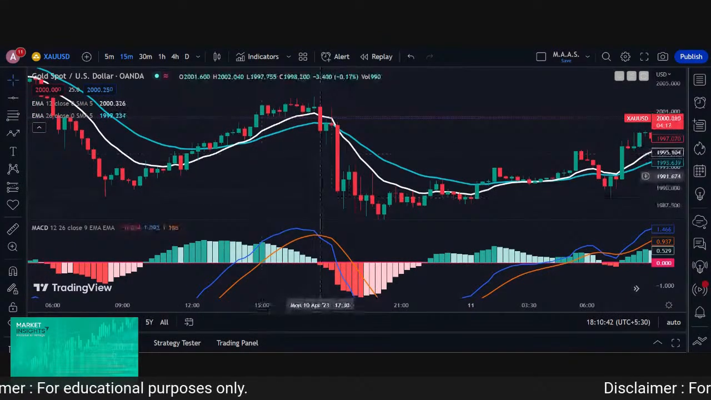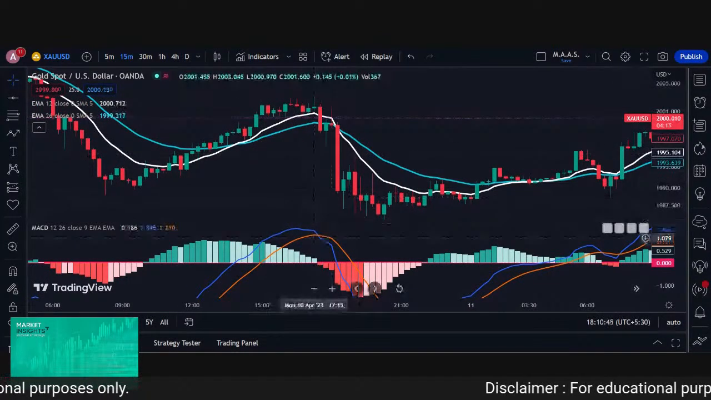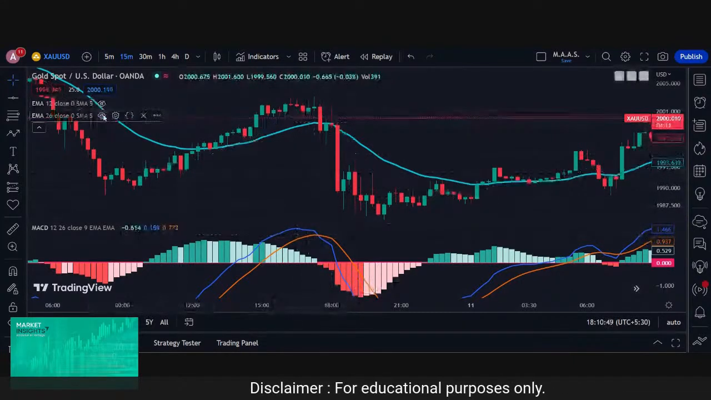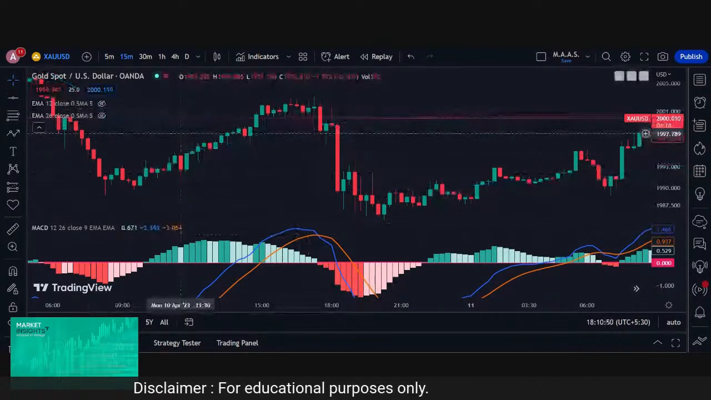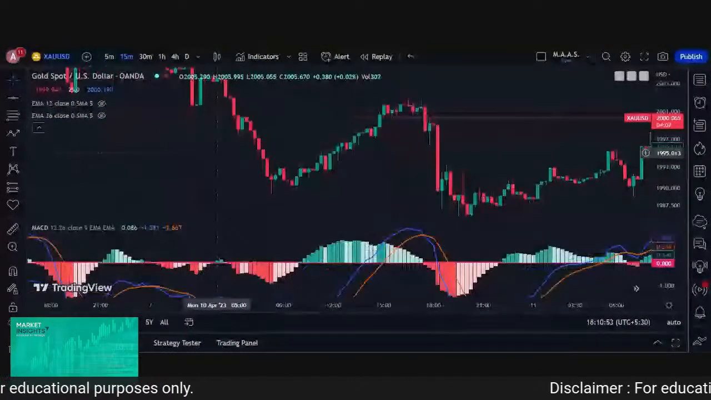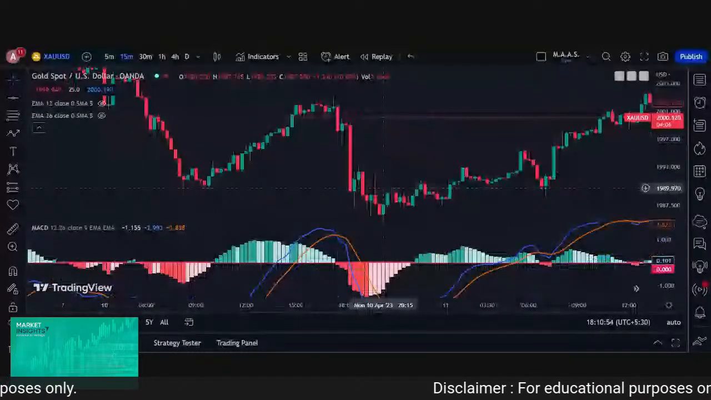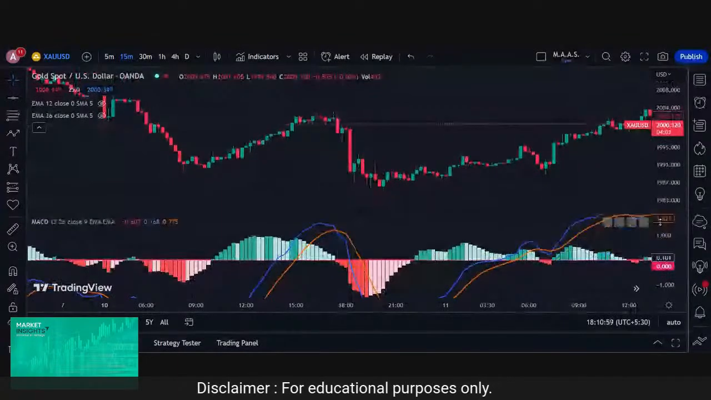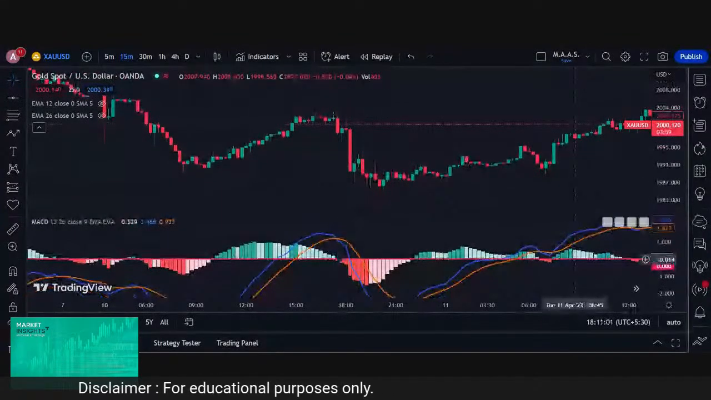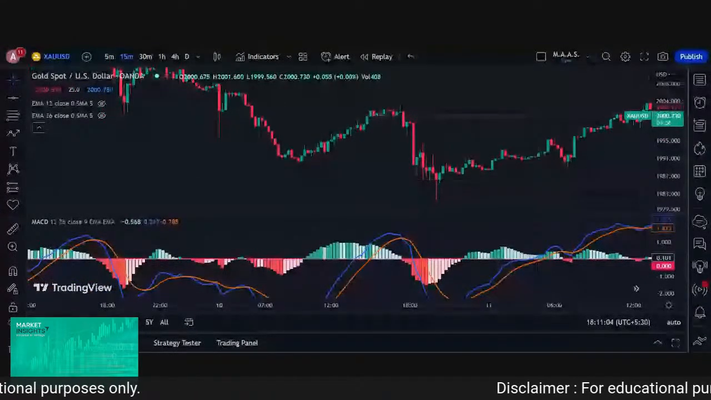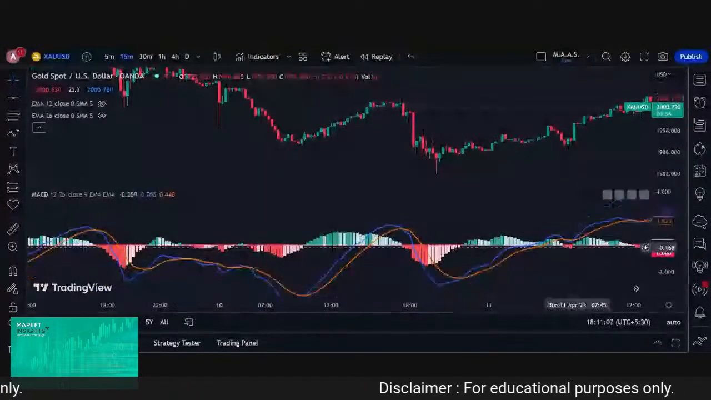What is the signal line? The signal line is itself a moving average of the MACD line. Let us close these two. Look at the price action and look at the MACD now. The chart itself is very small. The display itself is very small. I suppose it is visible. If there is any trouble in looking at it, just let me know.